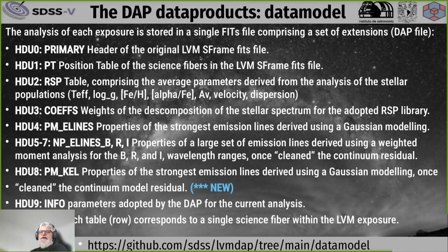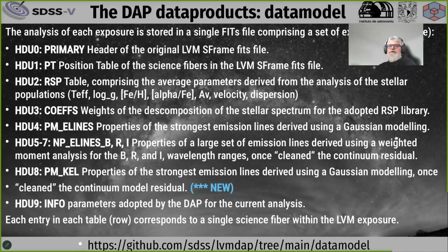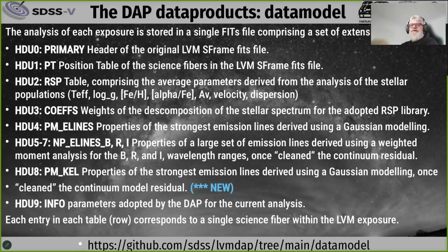Then you have a first extension that is the position table, also inherited from the reduction. It's only for the science fibers; sky and calibration fibers and so on have been wiped out. Then we have a third extension that is the RCP table, which comprises the average parameters derived from the analysis of the stellar population. So the average temperature marginalized through the PDF, the log g, the iron, alpha enhancement, and the non-linear parameters, the dust attenuation, the velocity dispersion.